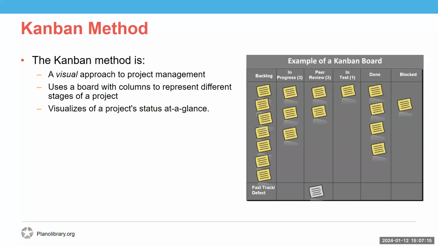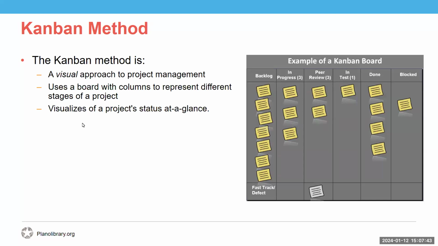The next one is the Kanban method. So the Kanban method is less of a methodology and more of an approach. It's a visual approach to project management. It uses a board with columns like you see on the screen to represent different stages of a project, allowing for better visualization of a project status at a glance. It's great for giving everyone an immediate visual overview of where each piece of work stands at any given time.